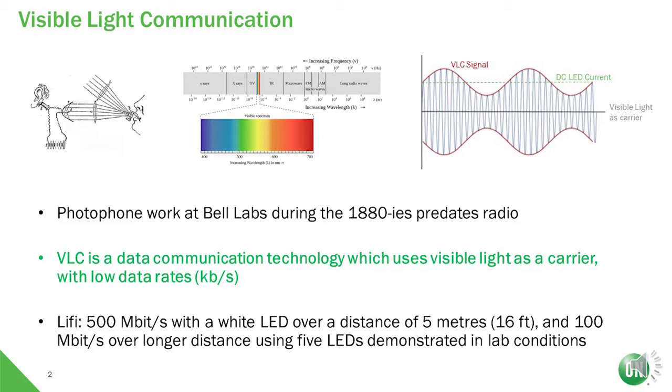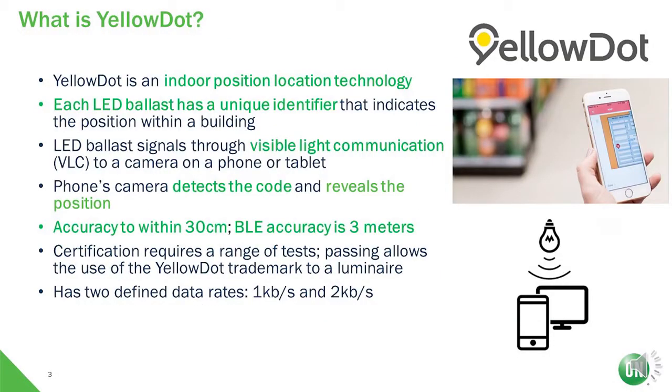Actually, work on the photophone predates work in the radio spectrum. Now, visible light communication is usually a unidirectional communication method and operates at low data rates, in the kilobits per second, not to be confused with Li-Fi, which can achieve higher data rates, but is usually a bidirectional communication method. One of the use cases for visible light communication is indoor positioning.